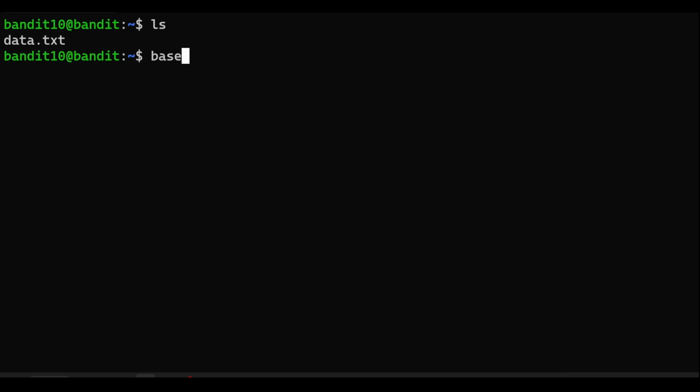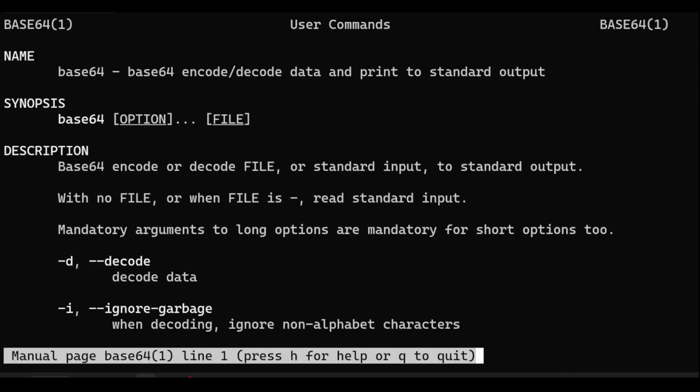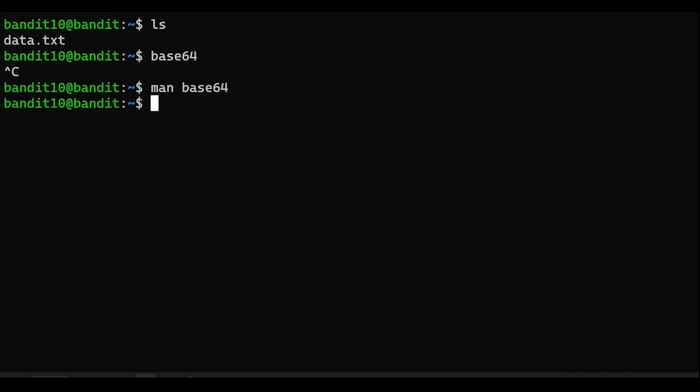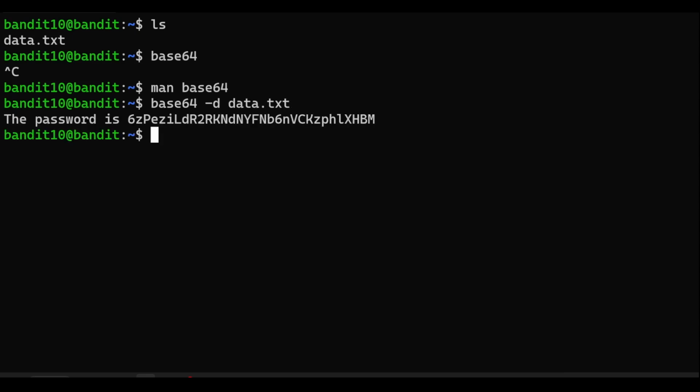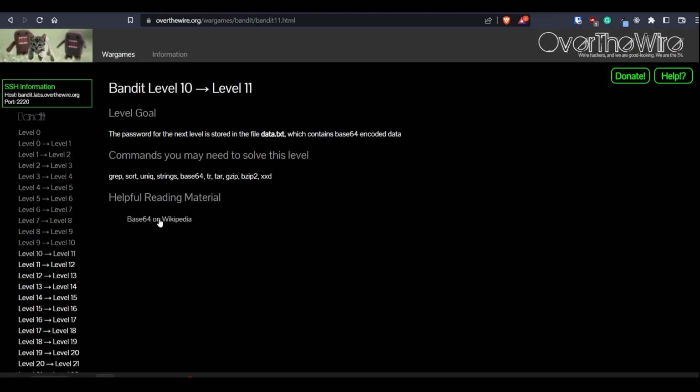Okay, let's see. Man base 64. Okay, so it's basically encoded in a particular type of encoding. So you have to decode it to ASCII text. So yeah, -D decodes the data. So it would work like base 64 -D data.txt. It's easy.